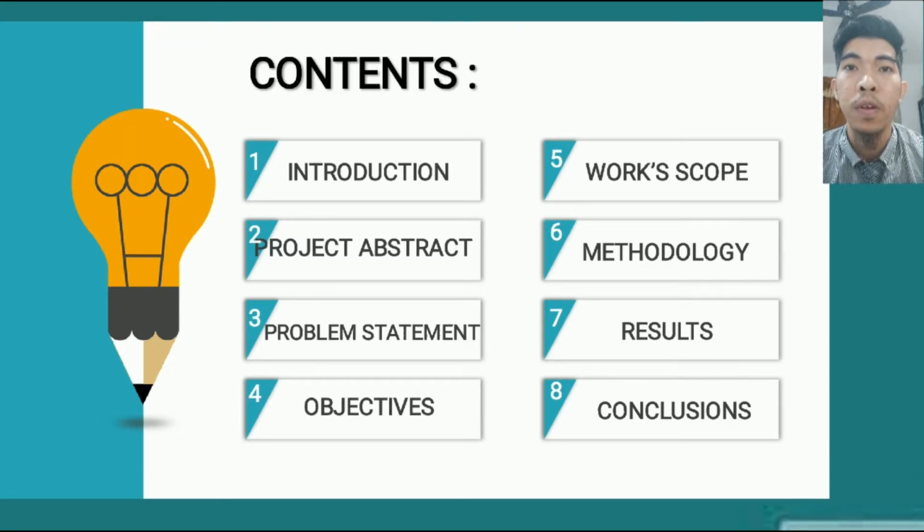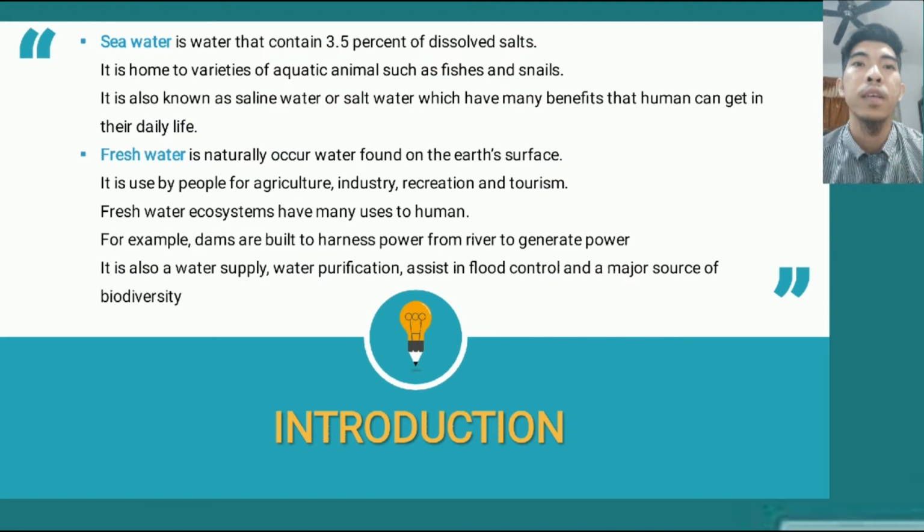Okay, first we go to the introduction. I want to introduce my main material in this experiment, which is seawater. Seawater contains 3.5% of dissolved salt. It is home to varieties of aquatic animals such as fish and snails, and it is also known as saline water or salt water, which has many benefits that humans can get in their daily life.